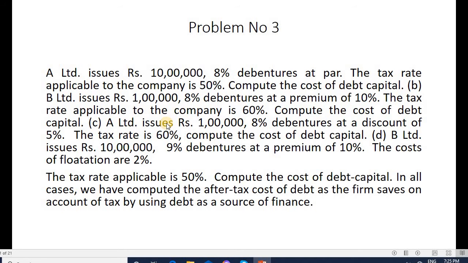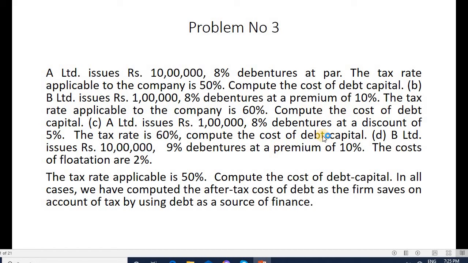Problem number 3, where various situations are given. First situation: A Limited issues 10 lakh 8% debentures at par. The tax rate applicable to the company is 50%. Compute the cost of debt capital. Second situation: B Limited issues 1 lakh 8% debentures at a premium of 10%. The tax rate applicable to the company is 60%. Compute the cost of debt. C situation: A Limited issues 1 lakh 8% debentures at a discount of 5%. The tax rate is 60%.